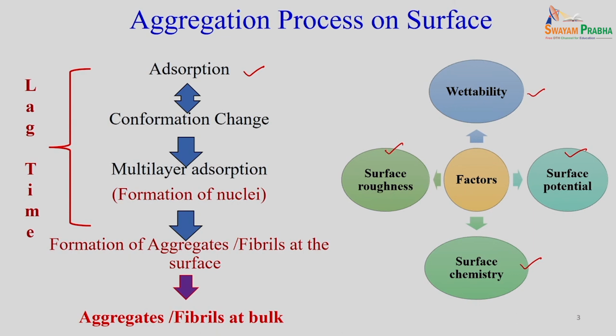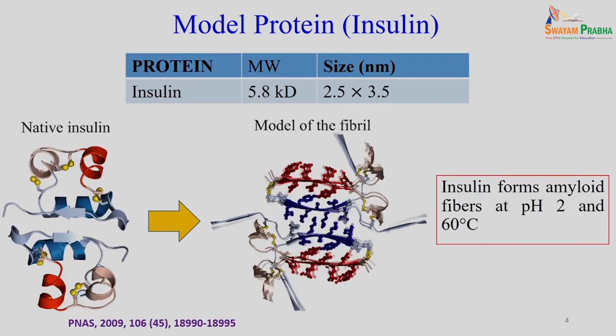Ultimately, after the adsorption there will be some conformational changes, and if those conformational changes promote or support multilayer adsorption, which we call the formation of nuclei, then once nuclei are formed there will be the formation of aggregates or fibrils at the surface. After a particular critical length of fibrils, these fibrils are detached into the bulk. In that way the aggregation proceeds, particularly in the presence of a surface, and the time required from the adsorption to the formation of nuclei we refer to as the lag time.